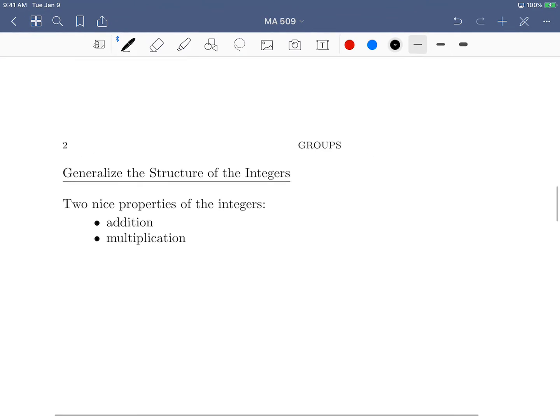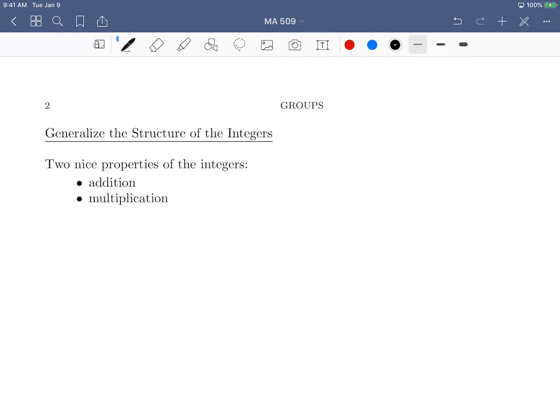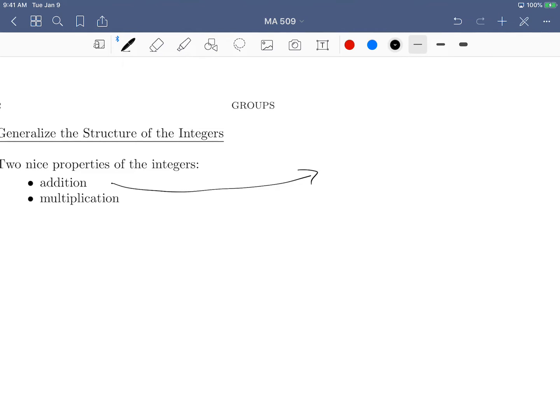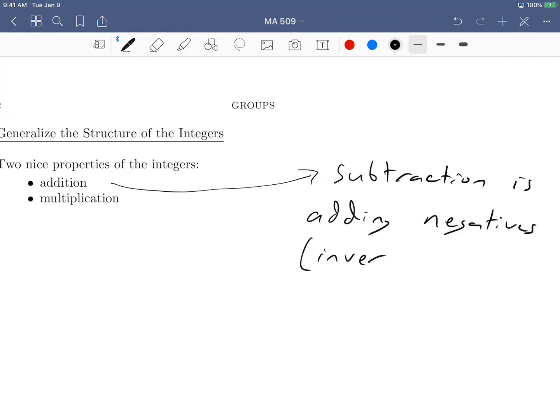All right, so we want to take the ideas that worked in the integers and generalize them to something like polynomials. So if we think about the integers, there are two things that we can do in them. We can add integers and we get another integer. We can multiply integers and we get another integer. A couple of notes on that. Addition in the integers, we might also want to think about subtraction, but subtraction really is an outgrowth of addition. Subtraction is adding negatives, right? It's adding the additive inverses of integers. So subtraction really is just addition, but with negative integers.